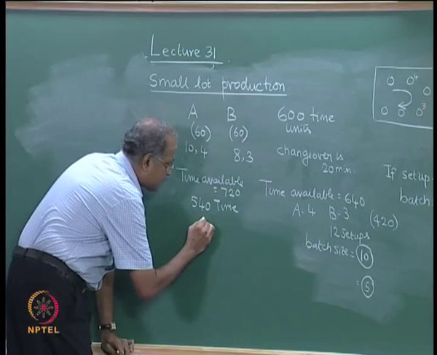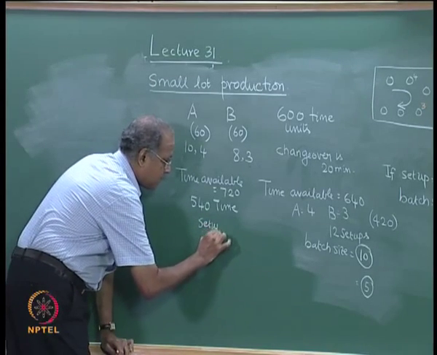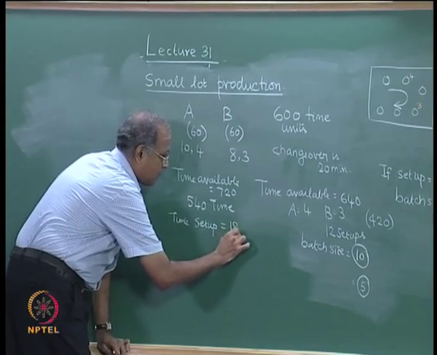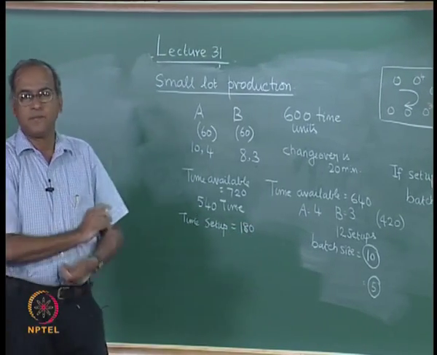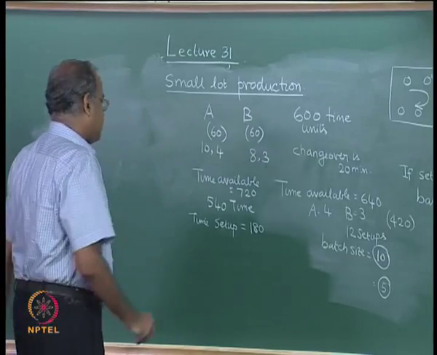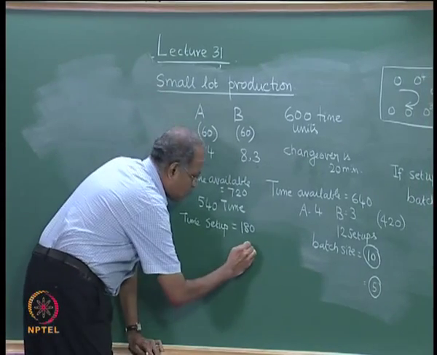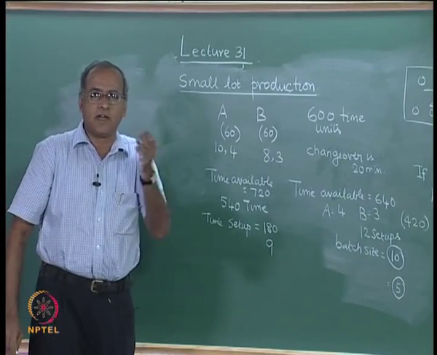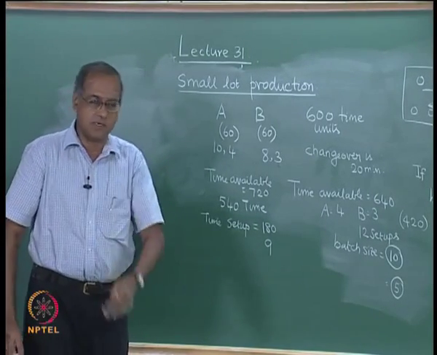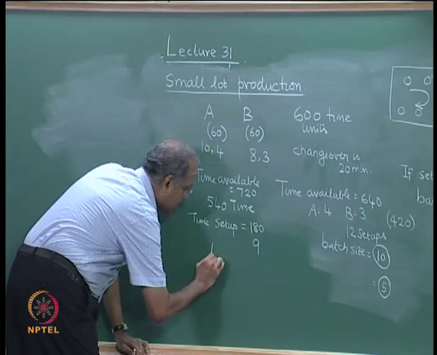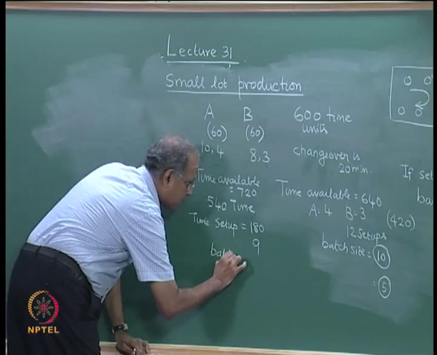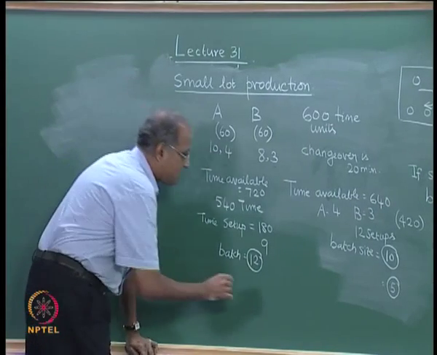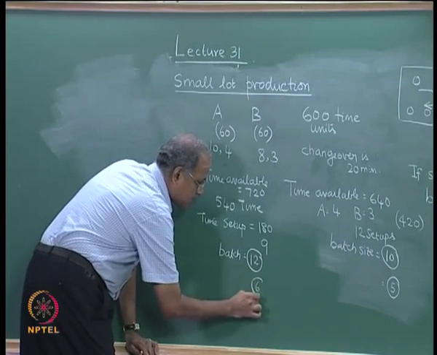So, we have time for setup, time available for setup is equal to 180. If the setup time is 20, 9 changeovers are possible. So, 5 batches of A and 5 batches of B are possible. So, batch size is equal to 12. Of course, when the setup time is halved, the batch size will become 6.